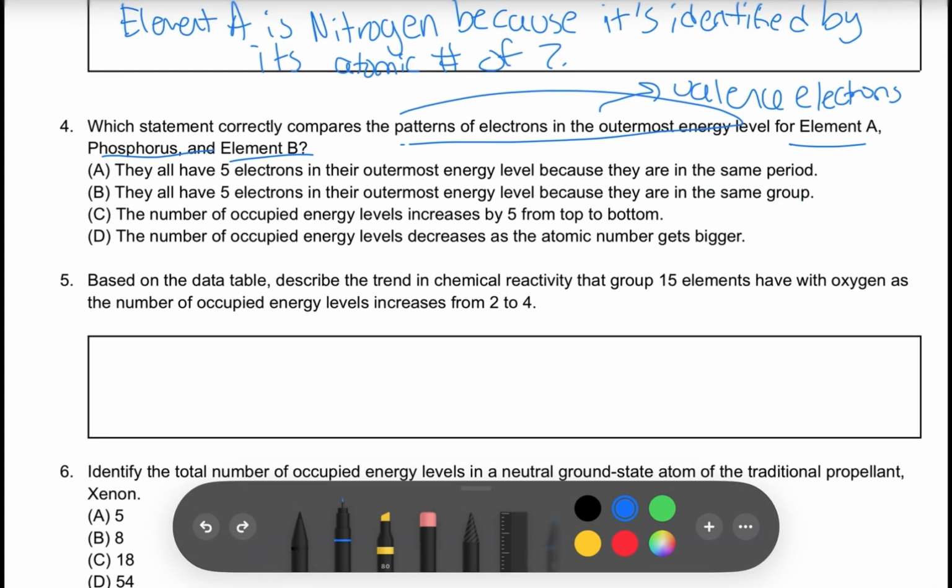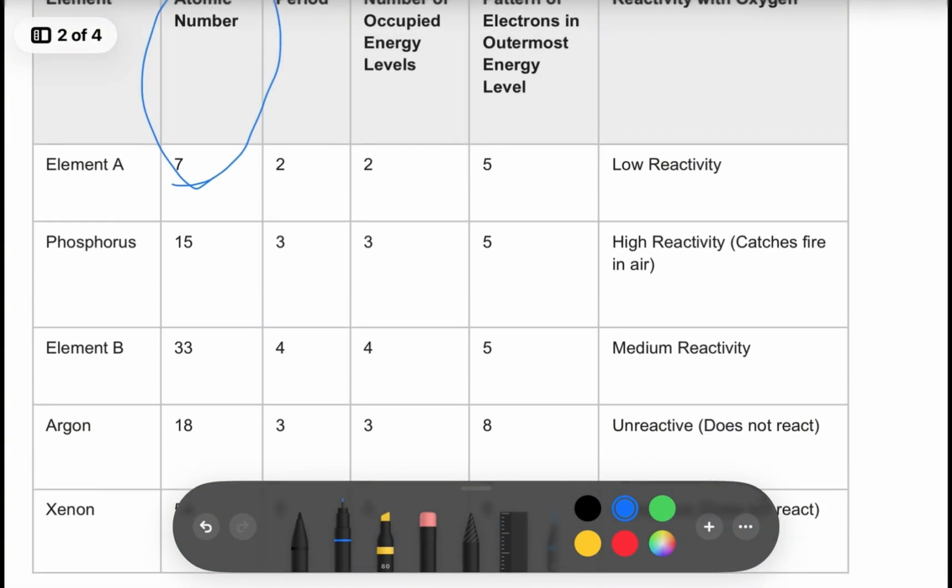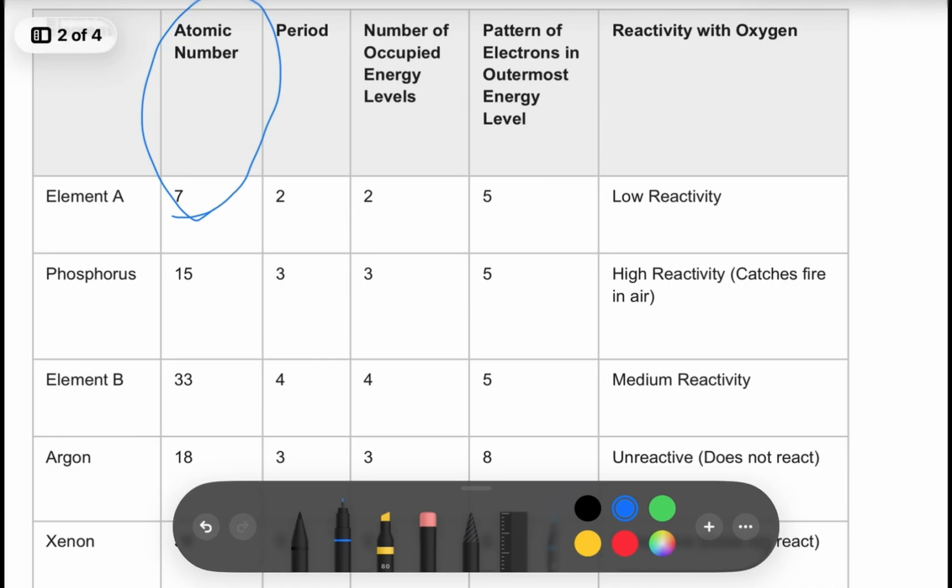Based on the data table, describe the trend in chemical reactivity that group 15 elements have with oxygen as the number of occupied energy levels increases from 2 to 4. Well, in the previous question, we identified that element A was nitrogen because of its atomic number. Now, if we want to identify element B, we look at the atomic number, which is 33, and we can find that it's arsenic, and arsenic is also in group 15. So nitrogen, phosphorus, and arsenic are all group 15.